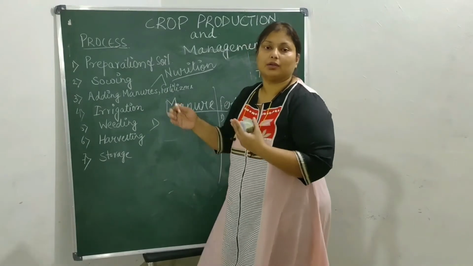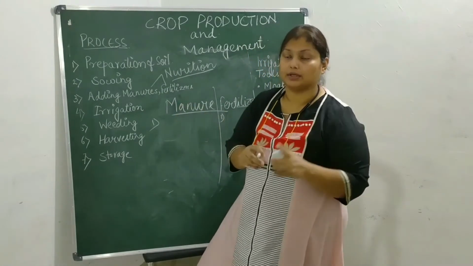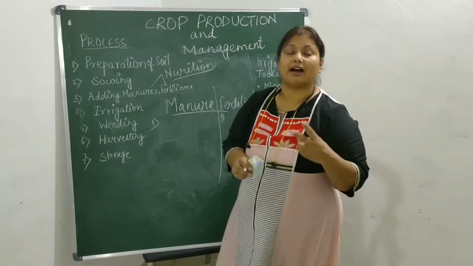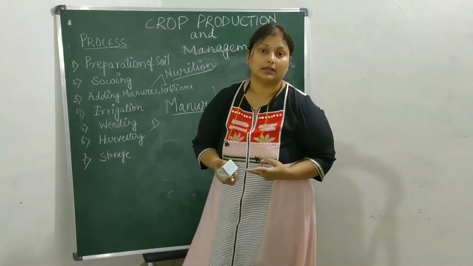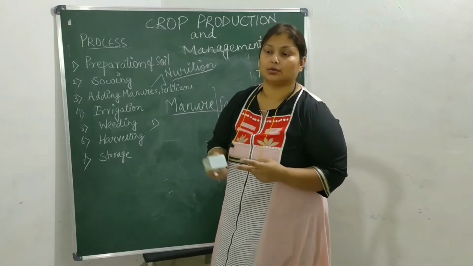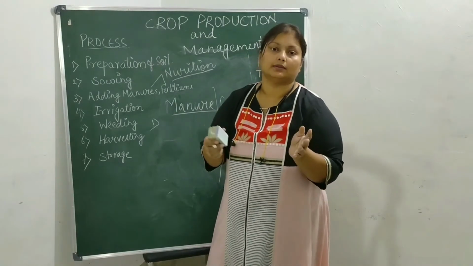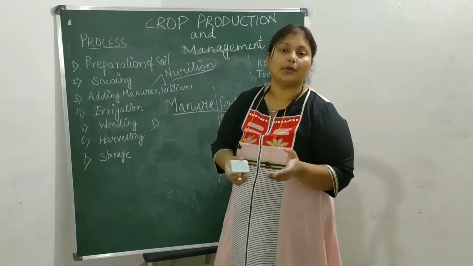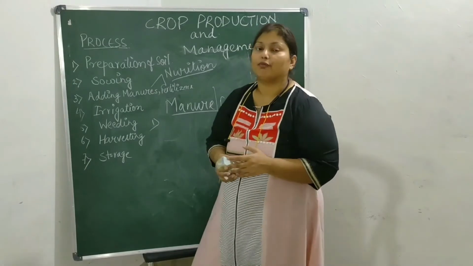So a farmer uses manure and fertilizer, that is one option, and the second option is that the farmer uses crop rotation. This is also a very good process to maintain the nutrient level of the soil. So how is it possible? What does a farmer do?